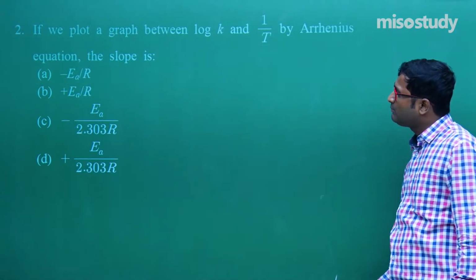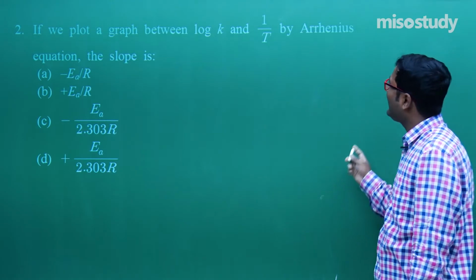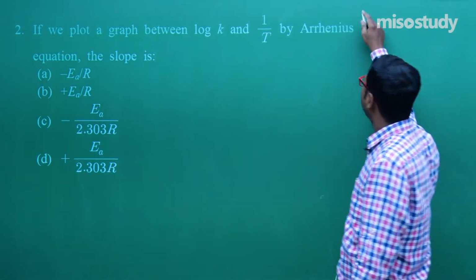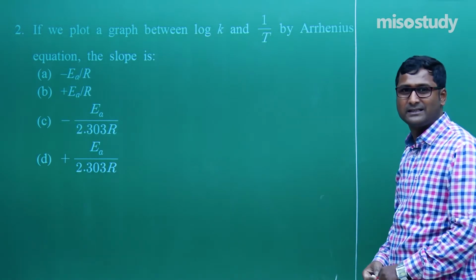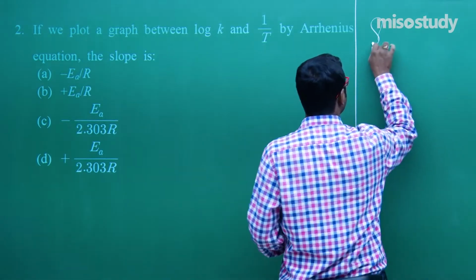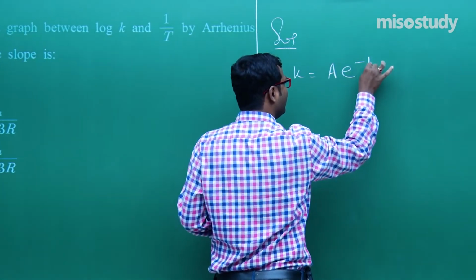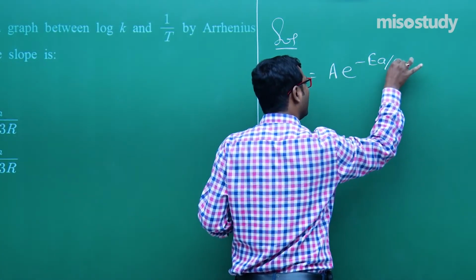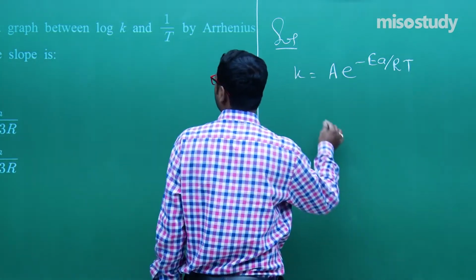Now, for question number 2, look at, if you plot a graph between log K and 1 by T by Arrhenius equation, then what will happen? What is the slope in this case? It's very simple. As we know, K is equal to A e to the power minus EA upon RT. Do you remember this? Taking log both sides, what will happen?